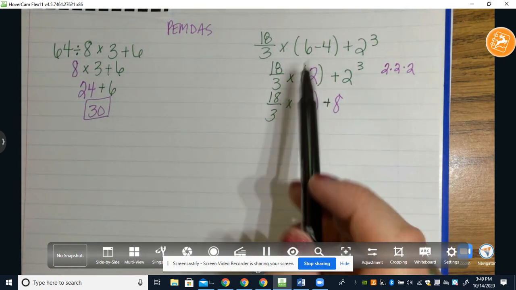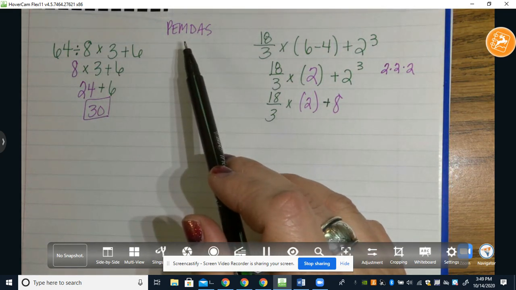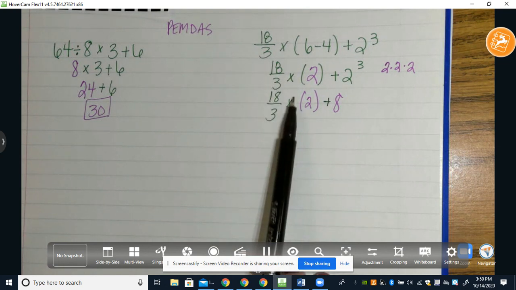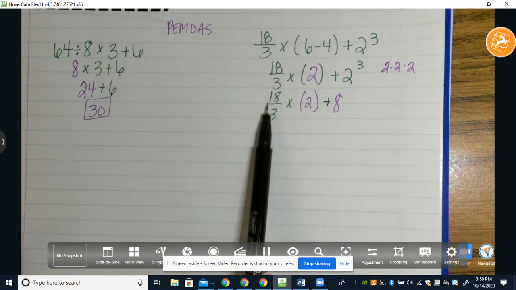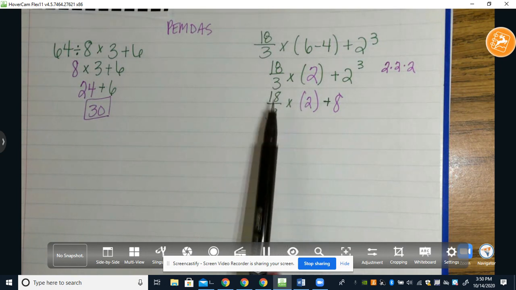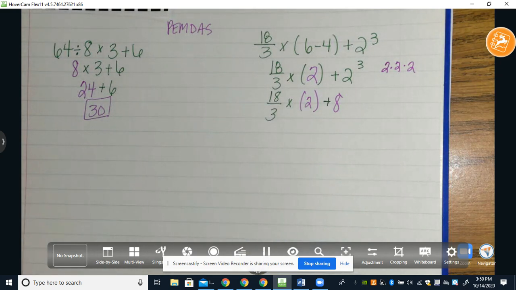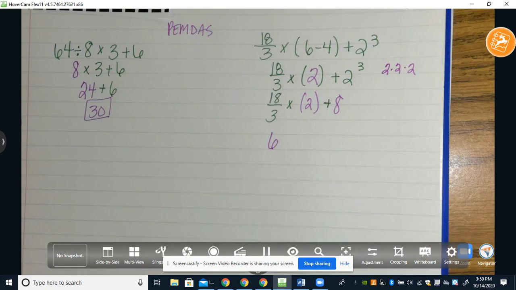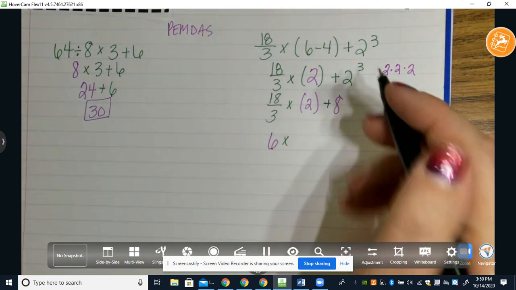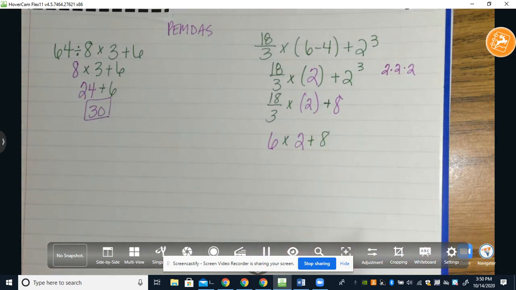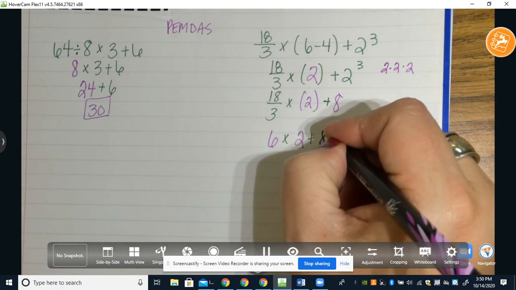Okay. So I did my parentheses, I did my exponents. Now I need to look and see what comes next, multiplying or dividing. Well, this right here is another way of showing division. So this is division going on right here, guys. So I need to do this first before I even multiply. To do this, 18 over 3. So 3 can go into 18 6 times. So then I have 6 times 2 plus 8. So I have 2 more operations to go.